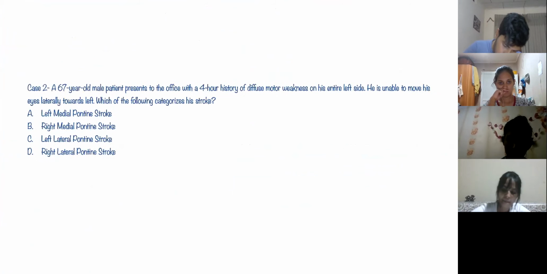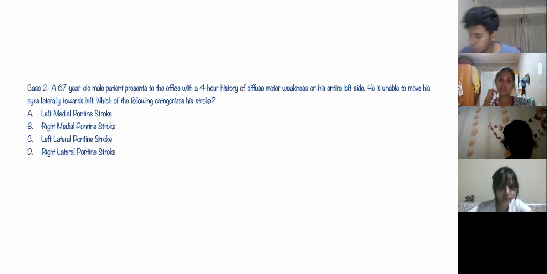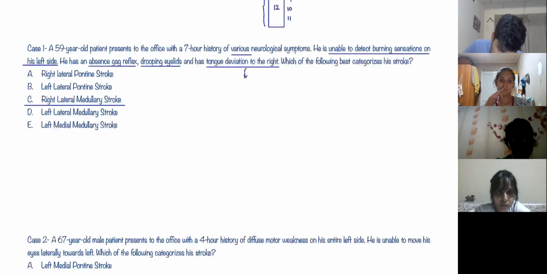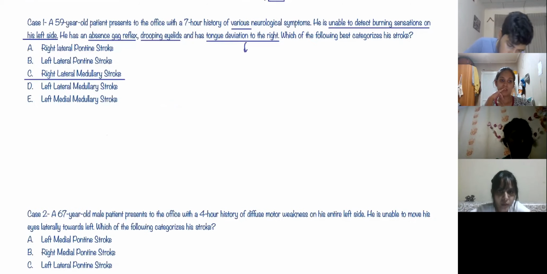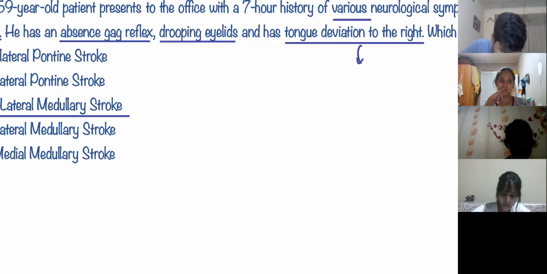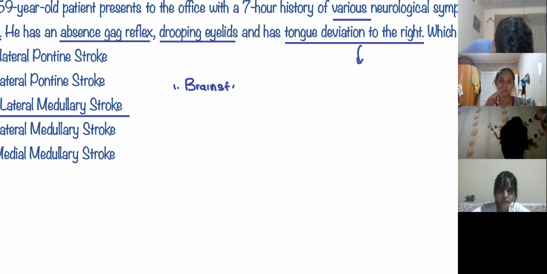Can you guys try this case? Is this a brainstem stroke or not? First thing, brainstem stroke or not? Okay, for the sake of the future you who might look back at this, I will explain this brainstem stroke.